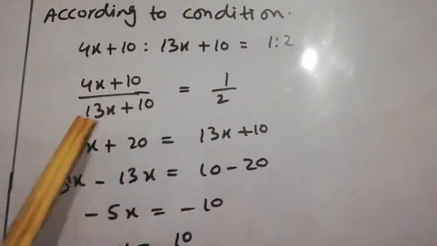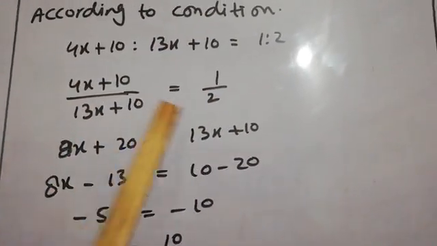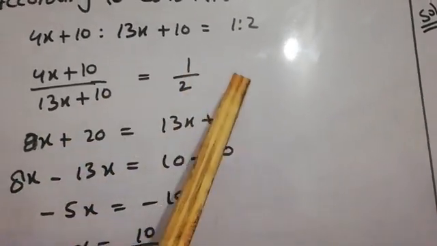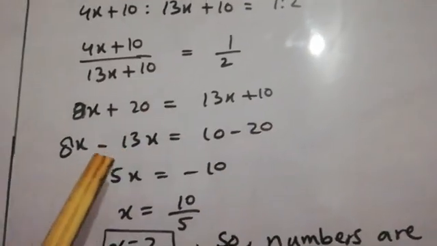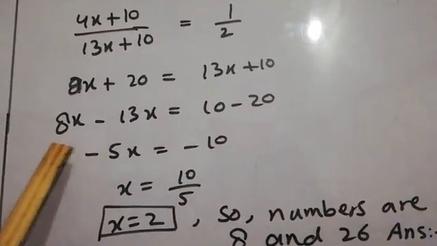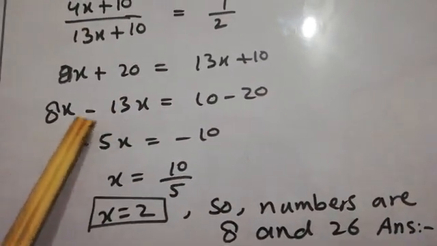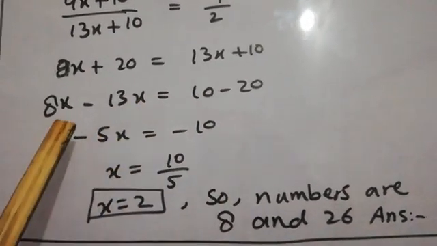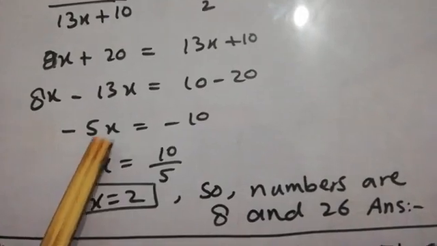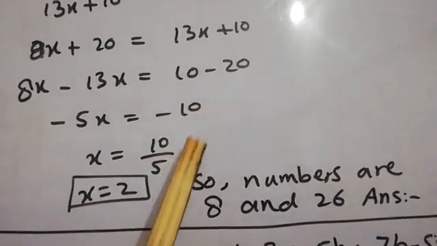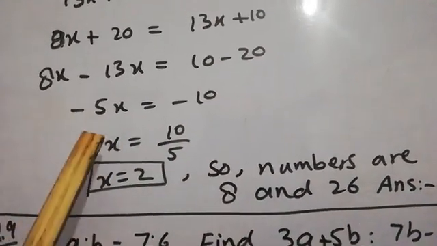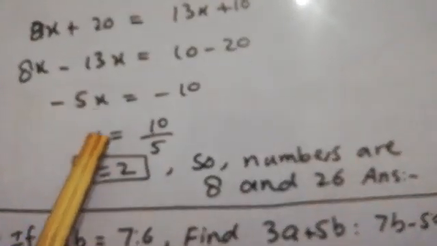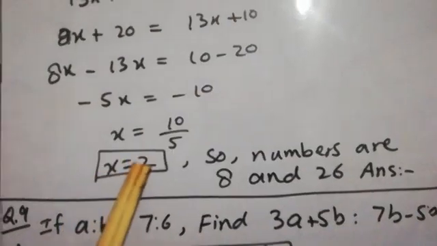So by cross multiplication, 4 2s are 8x, 4 10s are 20 and 13x 1s are 13x, 10 1s are 10. Combine the like terms to the left hand side and right hand side. 8x minus 13x is equal to 10 minus 20. 8x minus 13x equals minus 5x, 10 minus 20 equals minus 10. Minus will be cancelled with each other. Now divide the equation by 5 on both sides. Then we will get the value of x which is equal to 2.